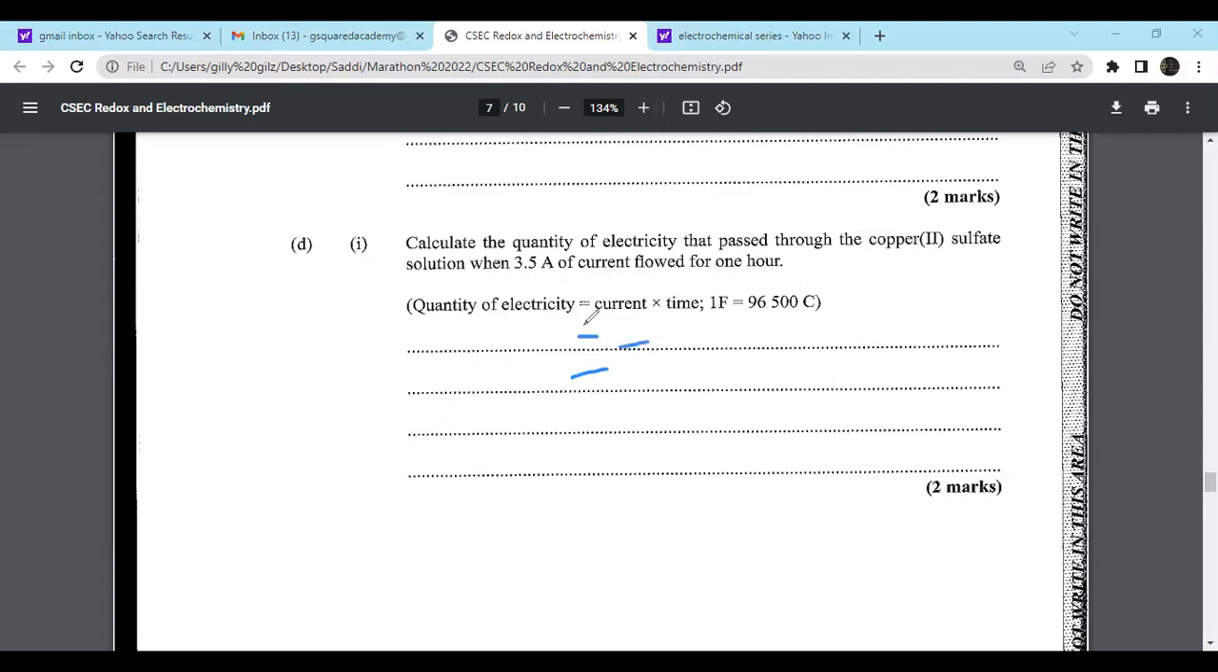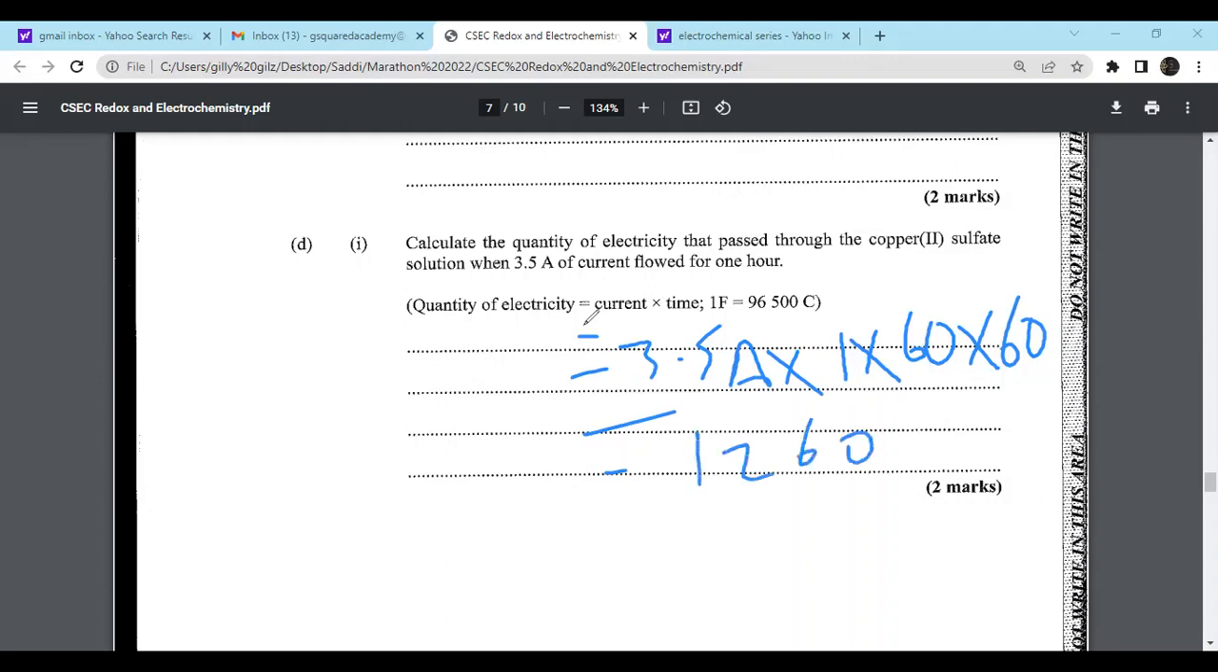So that's going to be equal to the current 3.5 A times time, which is 1 hour, but it needs to be in seconds. So it's 1 times 60 minutes times 60 seconds. Okay, I guess that's what they're really testing you on. And that works out to be 3.5 times 60 times 60. That is 12,600 coulombs. So you'd get ampere seconds, which is the same thing as coulombs. Okay, so that's that.